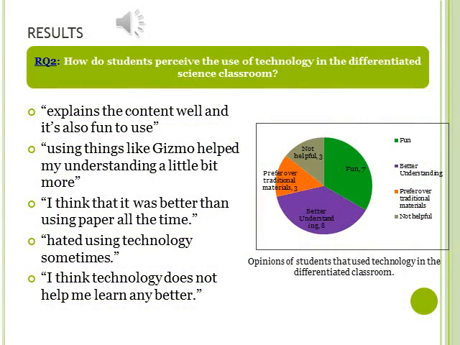Emergent coding was used to analyze the results of the 2nd research question. And emergent coding means that categories are established after the data was examined. And you can see in the pie chart the 4 main categories that came up. Here are some of the student responses that fit into these categories that you can read through on your own.